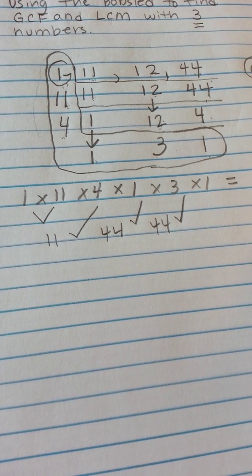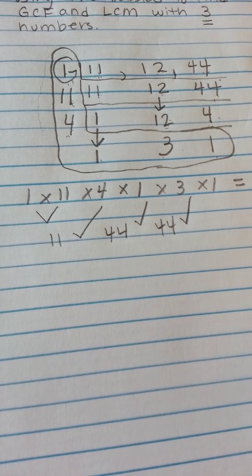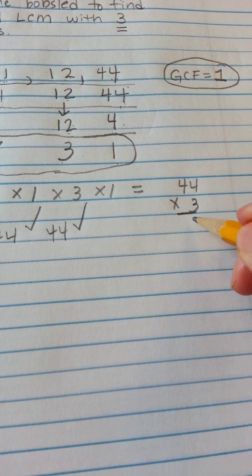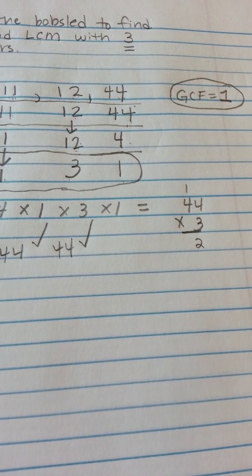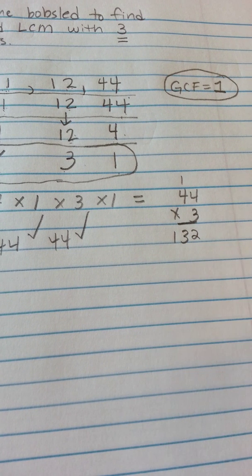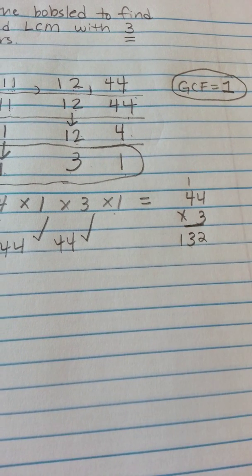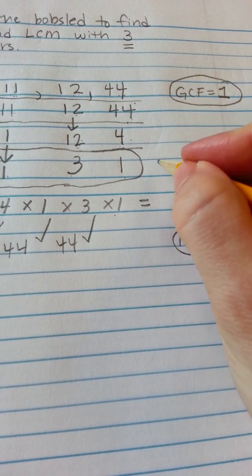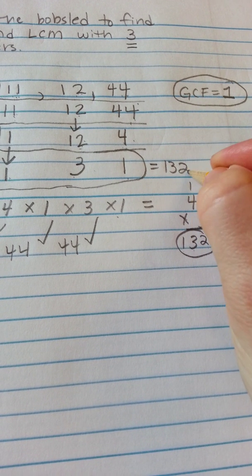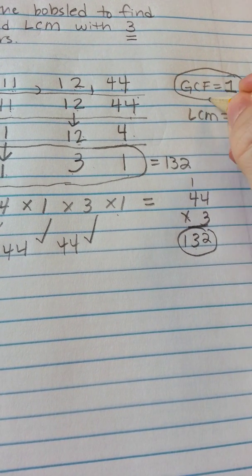And 44 times 3, well, let's see. 4 times 3 is 12. Plus 1 is 13. And 132 times 1 will give me 132. Therefore, my LCM, or least common multiple, is 132.